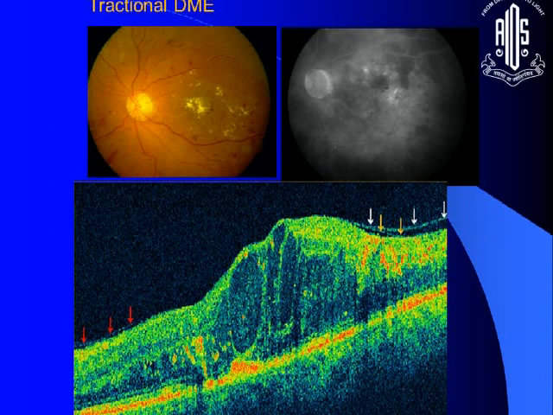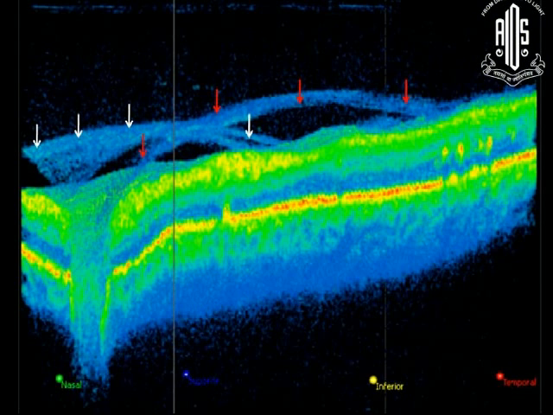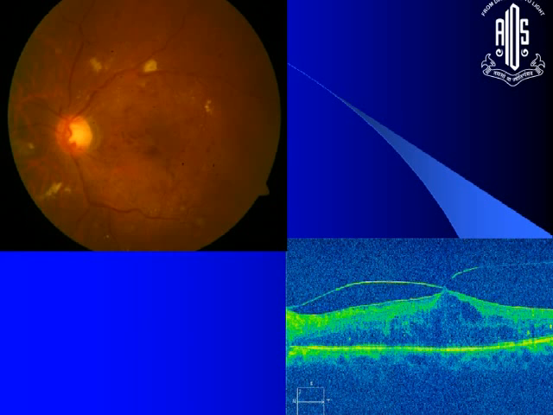I think we might have a case like this. This is a tractional DME. In fact, you can see traction better here in the 3D picture. Now, we are not really sure that this whole thing is happening because of the traction. This might be happening because of other reasons. And then you have something like this. Maybe here the major component is because of the vitreomacular traction.